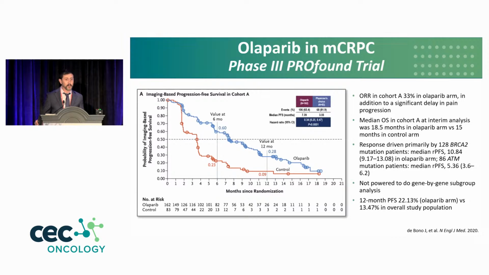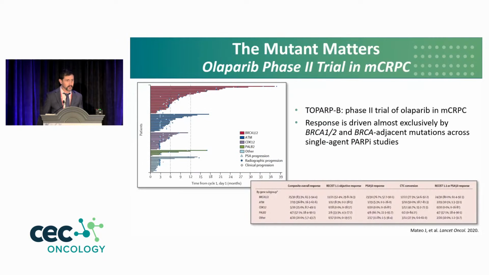But in this study, the overall response rate seen in the cohort A, 33% in the olaparib arm, and led to a significant delay in pain progression, as well as the median overall survival in cohort A was 18.5 months versus 15 months in the AR switch arm. Important to highlight here in this study and other PARP inhibitors in prostate cancer is that the response is driven almost exclusively by patients with BRCA2 mutations or closely related genes such as PALB2, RAD51 complex genes. Subsequent analysis of other gene mutations, including ATM, have shown a lack of benefit with single agent PARP inhibition. However, these studies were not powered to do gene by gene subgroup analysis.